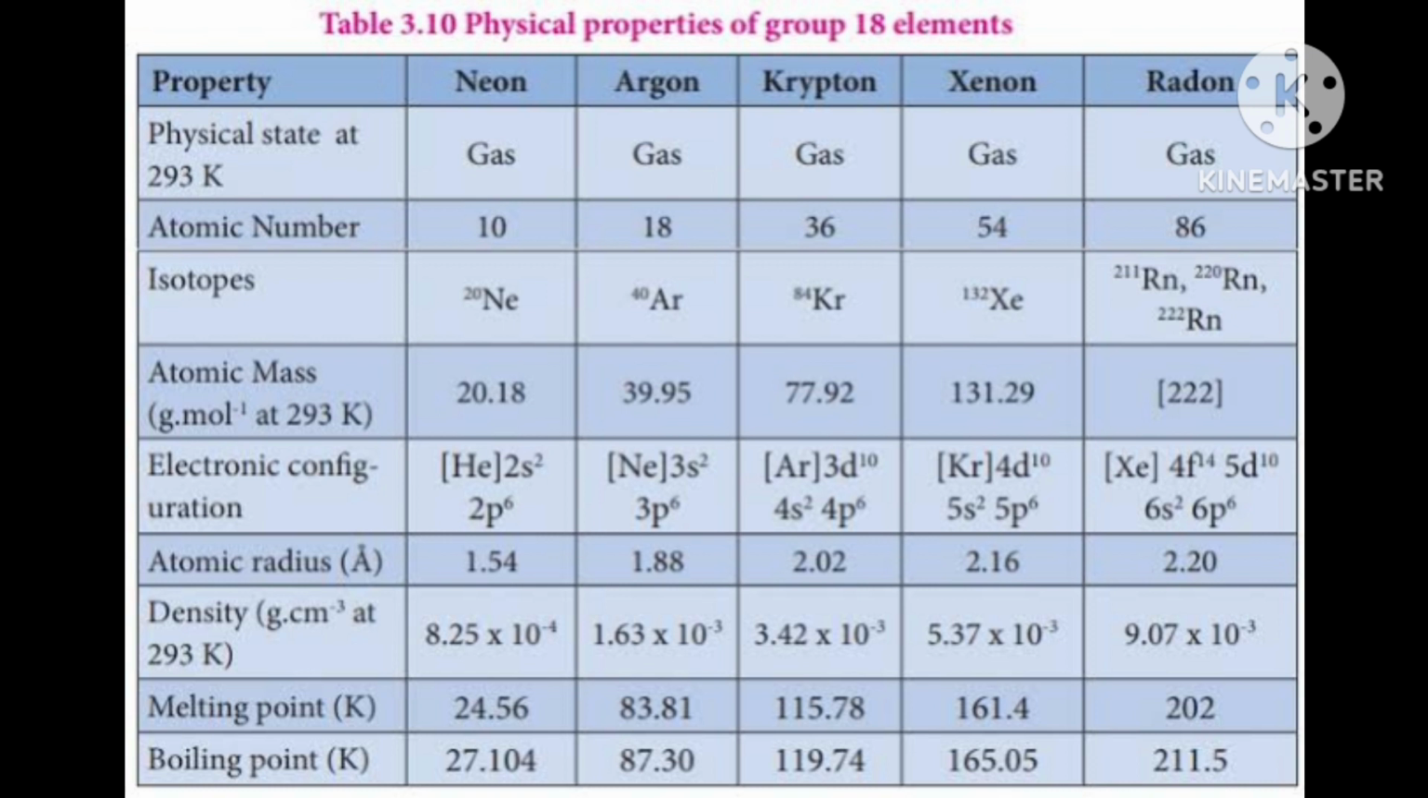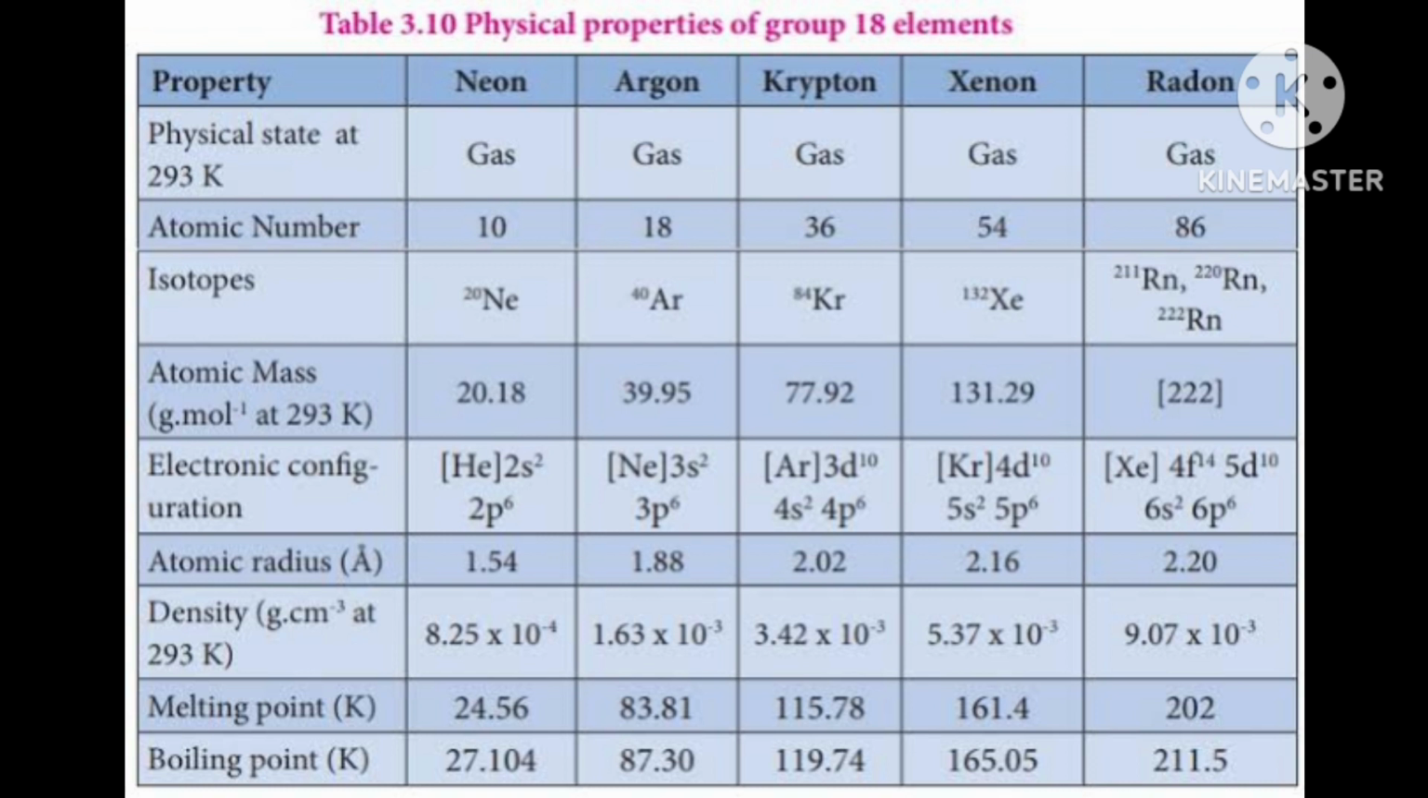Density, that is heaviness, you can tell, at STP, standard temperature and pressure, is in gram per centimeter cube, or ml, gram centimeter minus 3. Density means heaviness, now you understand. Helium is very light, 1.8 into 10 to the power minus 4 gram per cubic centimeter, very less.